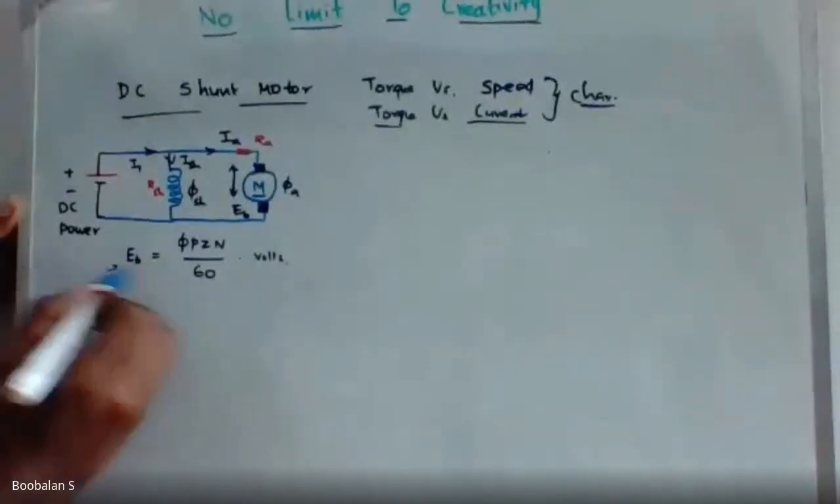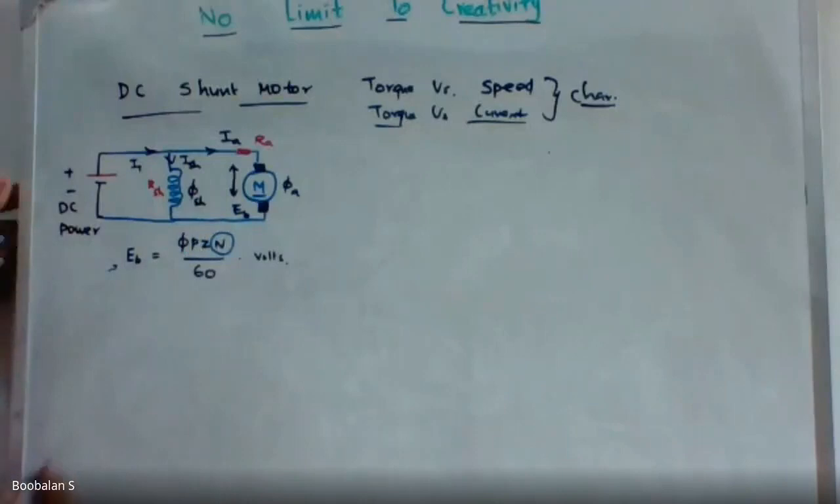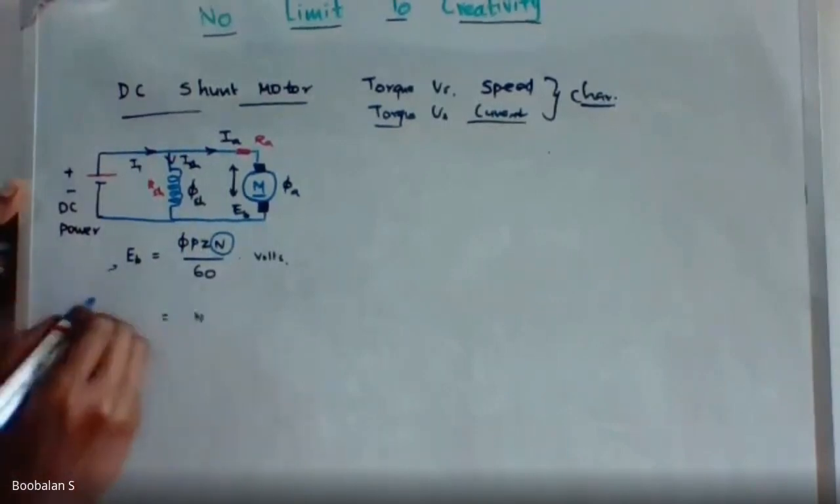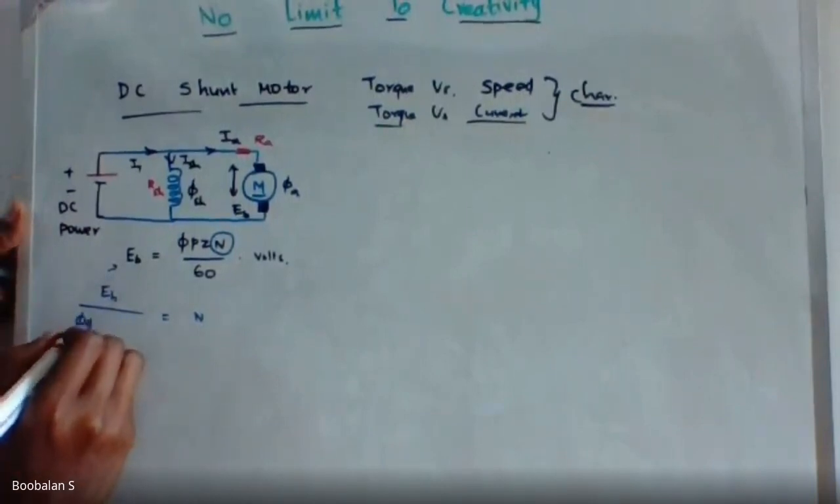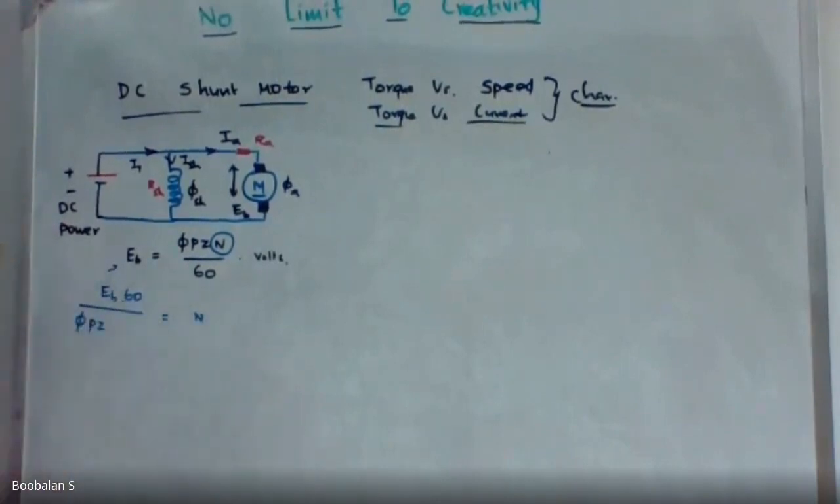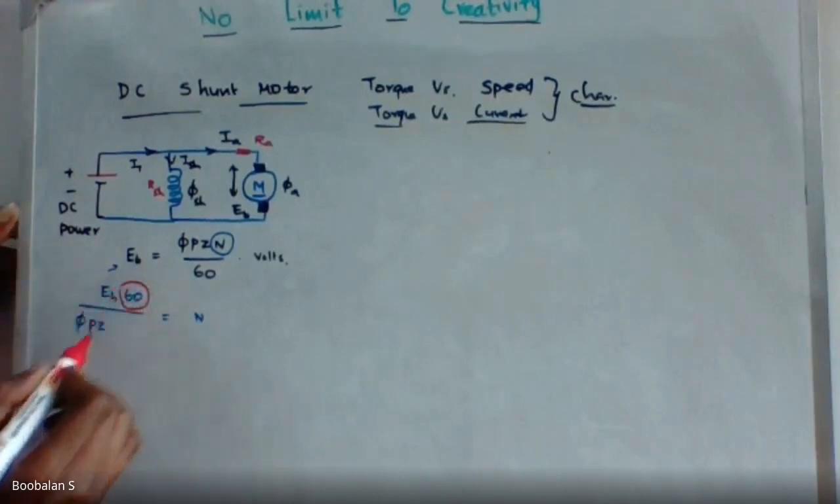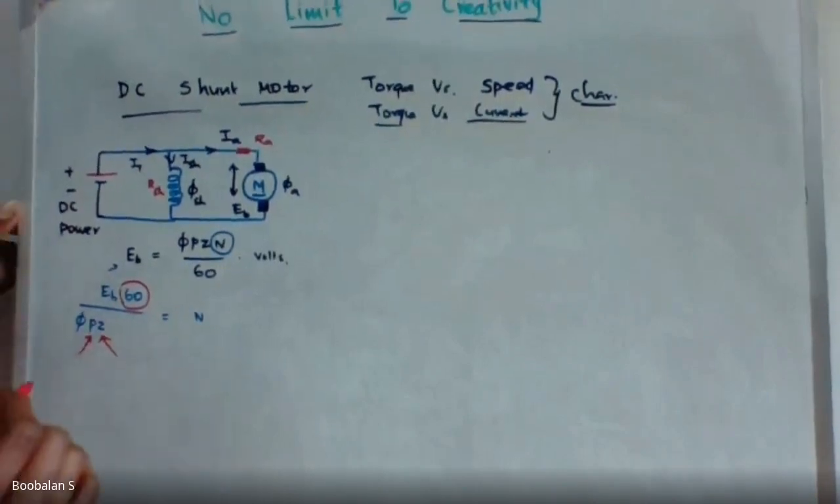Now this equation is the general back EMF equation of any DC machine. I need to focus on my speed, so I'm just going to keep speed on the right side and bring the remaining things to this side. EB is directly proportional to phi P Z N by 60, and this is called the general equation, right? What are the things that are constant here? 60 is constant, the number of poles while manufacturing is constant, and the number of conductors is constant. So the entire equation now becomes like this.